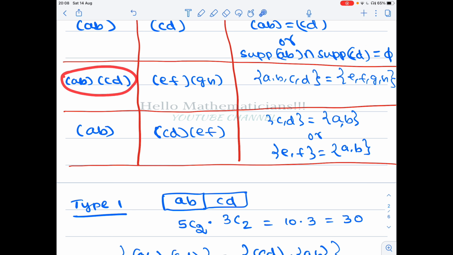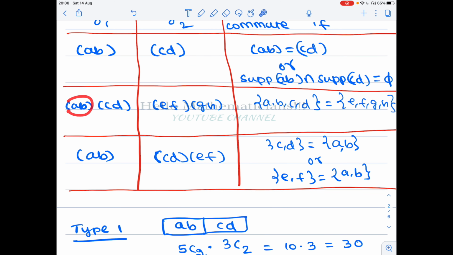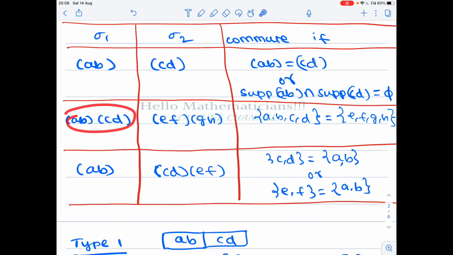Similarly, this is a product of two cycles, and this is a product of two cycles. They commute if the sets {A, B, C, D} match. Note that we are collecting elements satisfying order 2, which means these two elements have disjoint support, so A, B, C, D are different. When you form this set, it will have four elements. So this element and this element commute if the set formed by these four elements is equal to the set formed by these four elements. This is the condition we are getting.